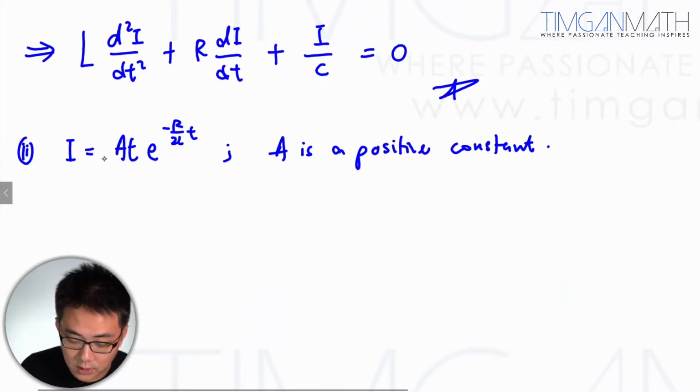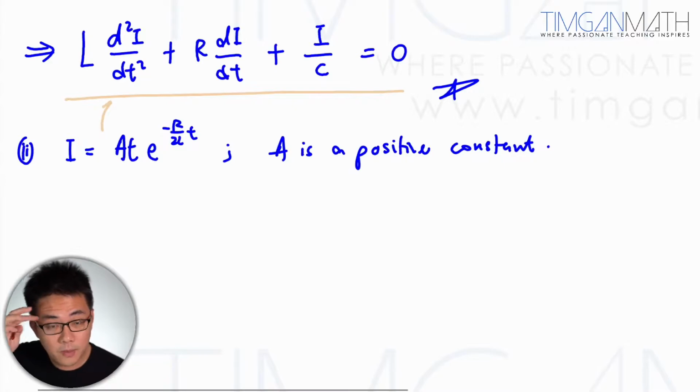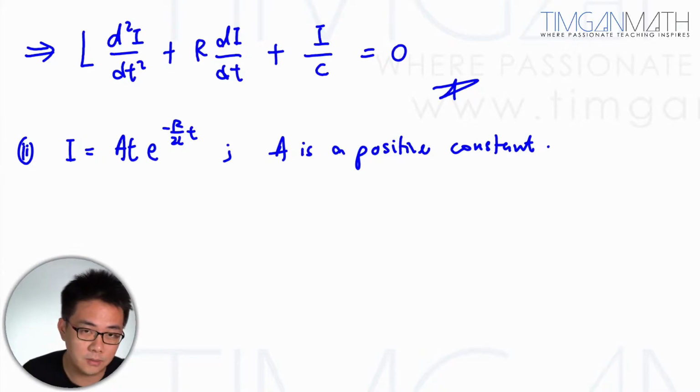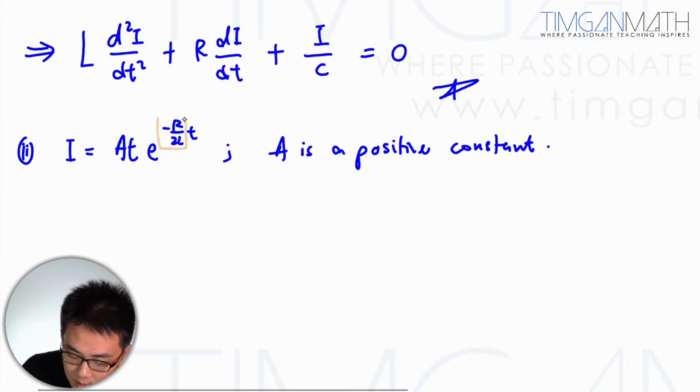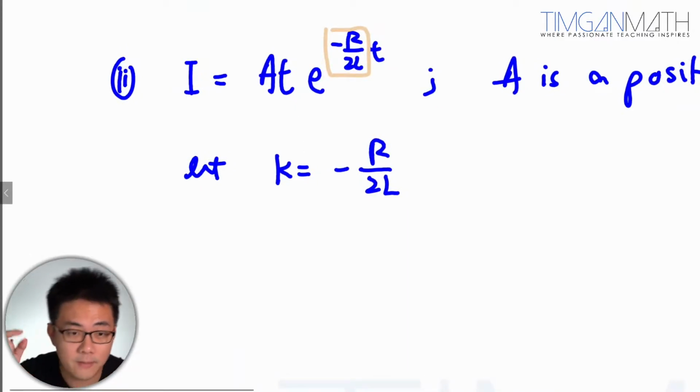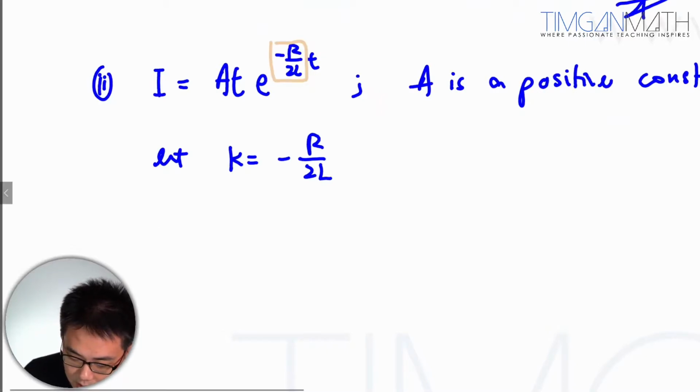So what I'm going to do is just differentiate once and twice and replace it in, because this is a solution to this differential equation here. So the game plan is to differentiate and replace it in. But before that, this will be very annoying because these are all constants. So we could at the start let k equals negative R over 2L. It will be much easier. Hence I would just have I = A t e^(kt).